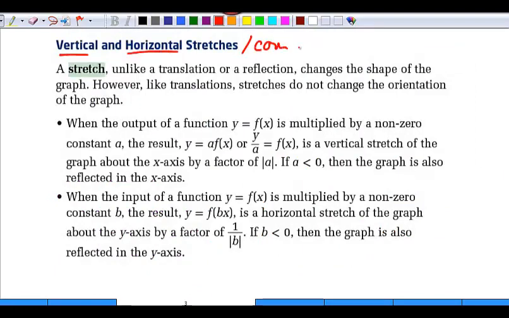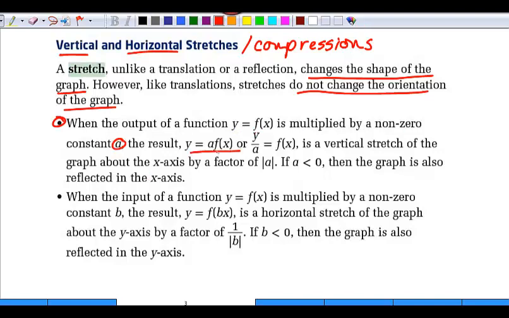Now, we move on to stretches. Vertical and horizontal stretches. I'm also going to use the word compressions in certain cases. So stretches change the shape. They don't change the orientation, but they change the shape of the graph. In this case, when the output of a function is multiplied by a, then we get a vertical stretch by a factor of a.